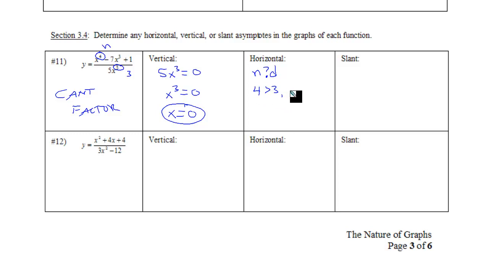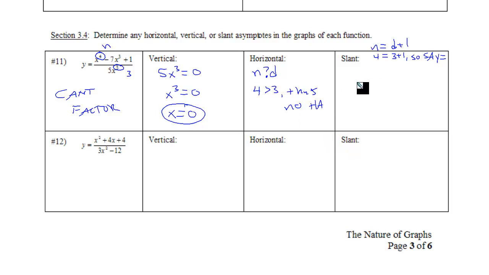If n is bigger than d, then there is no horizontal asymptote. Slants. Slants can happen only if n, I'm going to write this up here because I didn't leave you much space, if n is exactly 1 more than d. So is 4 exactly 1 more than 3? It sure is. So we have a slant asymptote at y equals something.